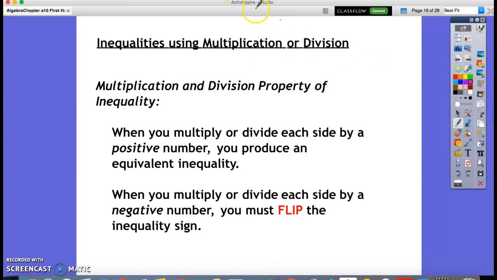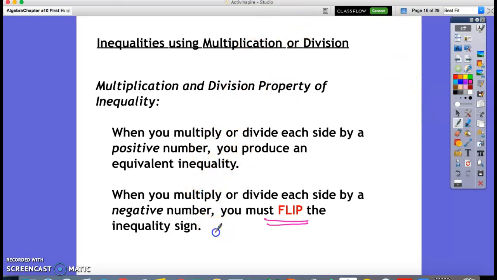Now, inequalities using multiplication or division. When you multiply or divide each side by a positive number, you produce an equivalent inequality. When you multiply or divide each side by a negative number, you must flip the inequality sign. Otherwise, it doesn't make sense, right?